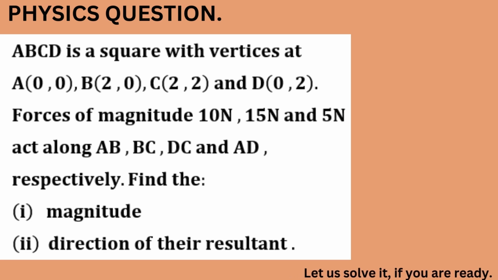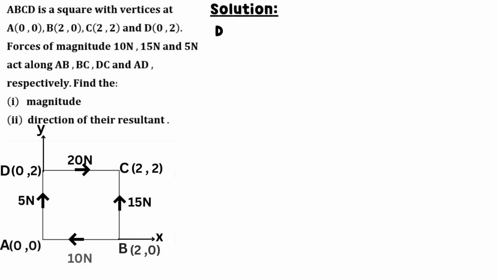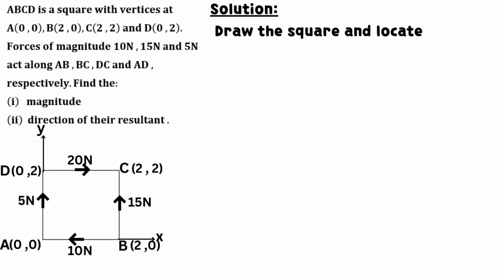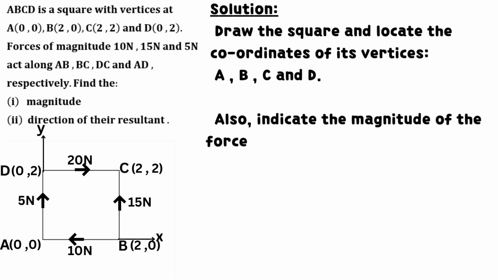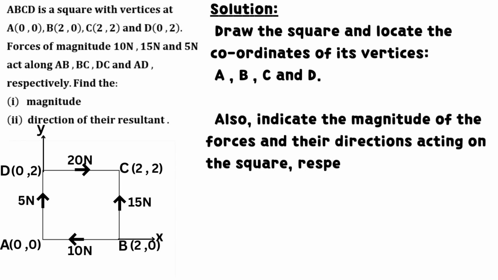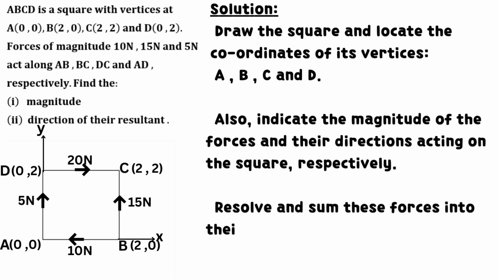Required to find the magnitude and direction of their resultant force. Draw the square and locate the coordinates of its vertices A, B, C and D. Also, indicate the magnitude of the forces and their directions acting on the square, respectively.